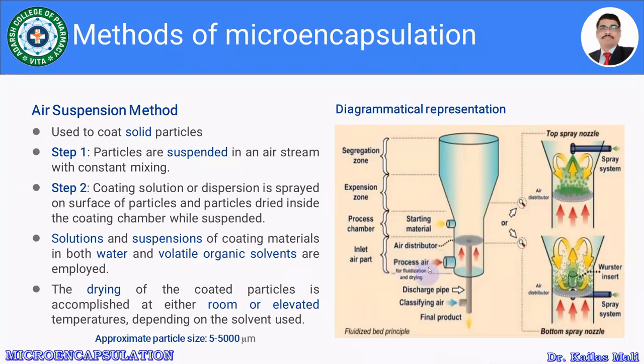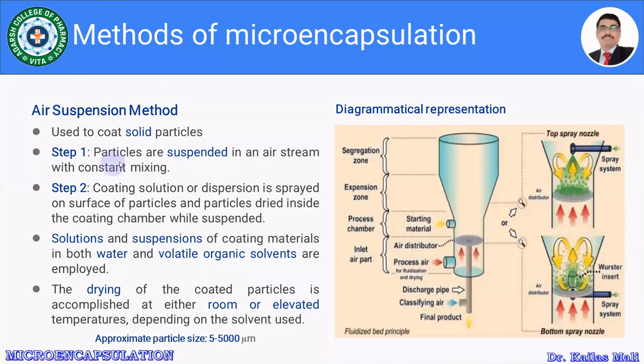So here we are using the fluidization concept. So the particle gets fluidized, suspended into the air, and we are going to apply the coating solution from the bottom. Look at the figure. So from the bottom or from the top onto the moving bed of the particle, onto the fluidized particles. So here this is a discharge pipe. So automatically the coated particles get removed from the chamber, isn't it? And we are getting the final product. So this is the diagrammatical representation of the air suspension method.